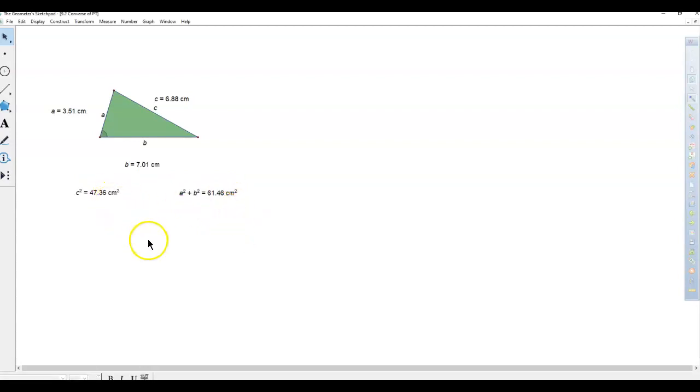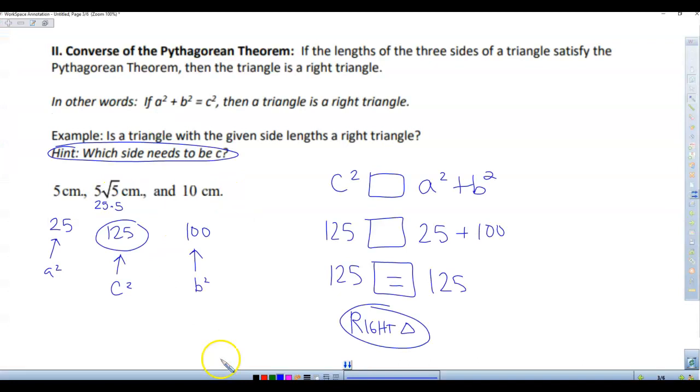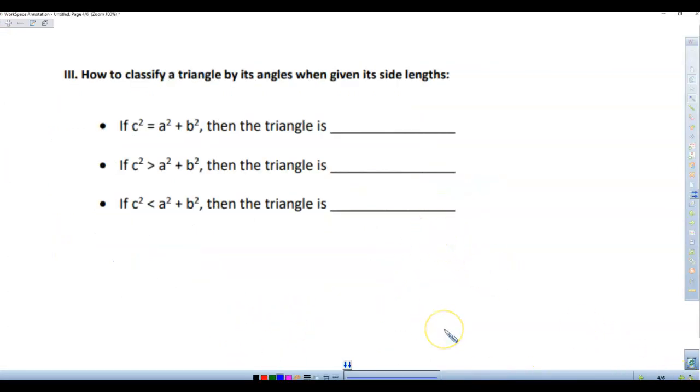All right, so here we go. Let's take a look at a couple of examples here. But before we do that, let's write in our notes that if c squared is equal to a squared plus b squared, you have a right triangle. If c squared is greater than a squared plus b squared, you have an obtuse triangle. And if c squared is less than a squared plus b squared, then you have an acute triangle. And we'll just practice this now.